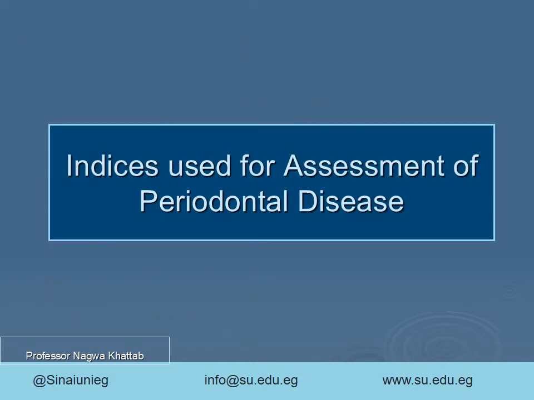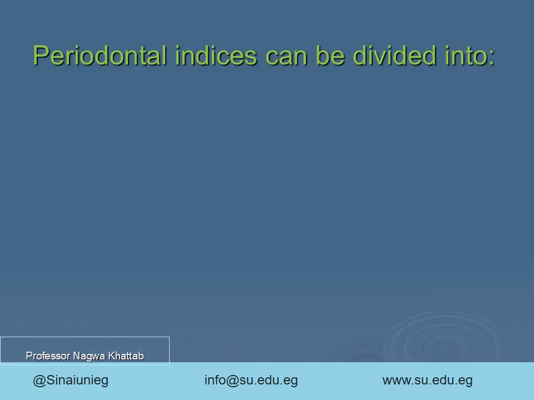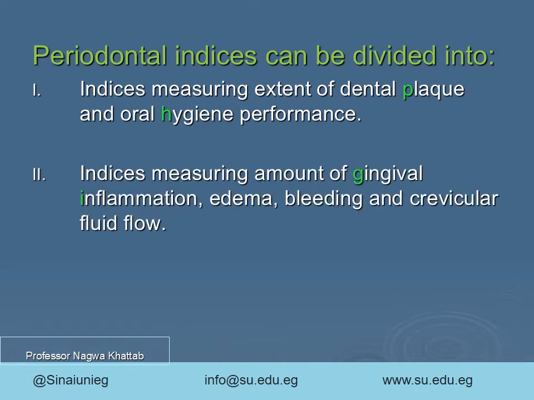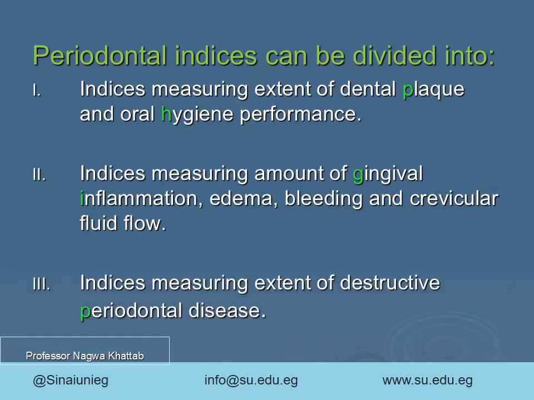The indices used for the assessment of the periodontal disease هنقسمها ل3. Indices for measuring the extent of dental plaque and oral hygiene performance as an etiologic factor for the periodontal diseases. Indices measure the amount of gingival inflammation, edema, bleeding, and crevicular fluid flow. Indices for measuring the extent of destructive periodontal diseases.